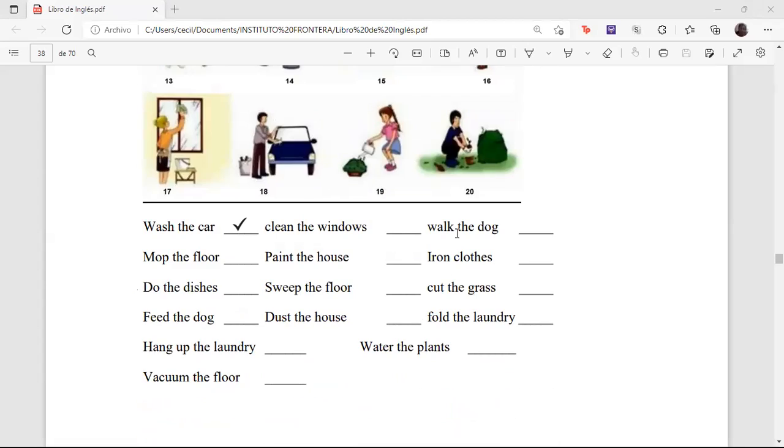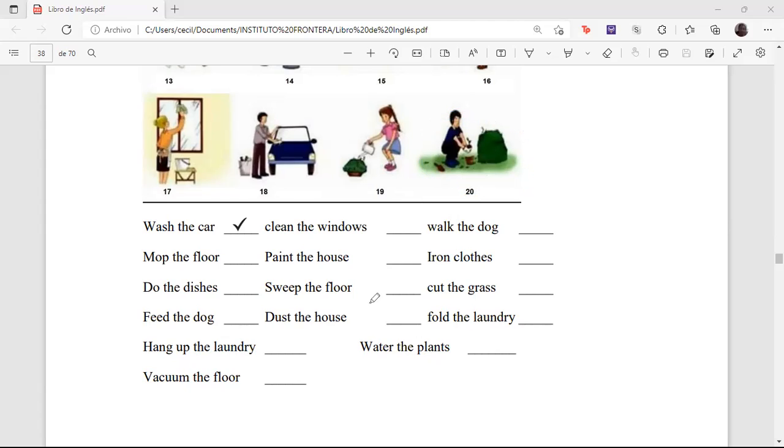We have walk the dog, which is different than feed. Okay, feed, you're giving him some food. This one is walk the dog. Iron the clothes. Cut the grass. Fold the laundry. Water the plants. Hang up the laundry. Vacuum the floor. Now, you have to choose which one of them. This one, could it be cut the grass? Okay, I guess it's cut the grass.